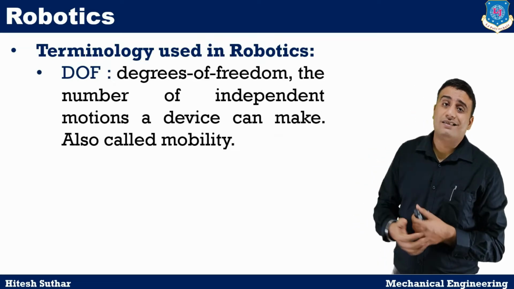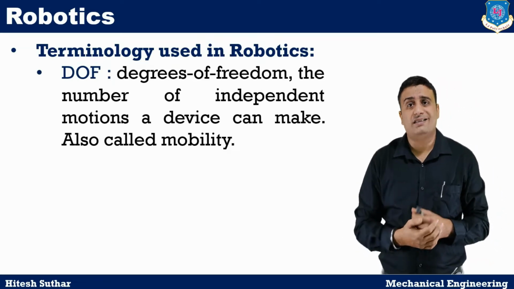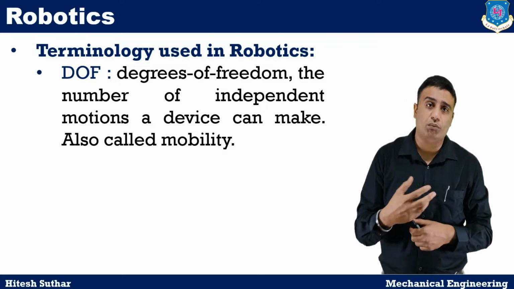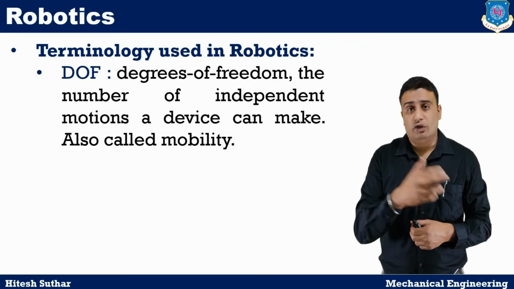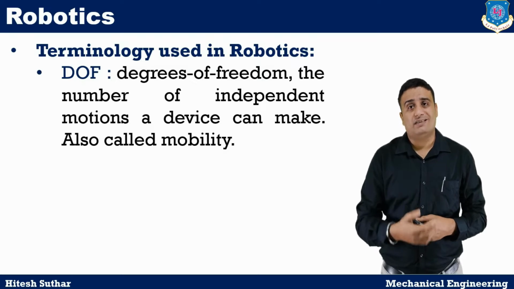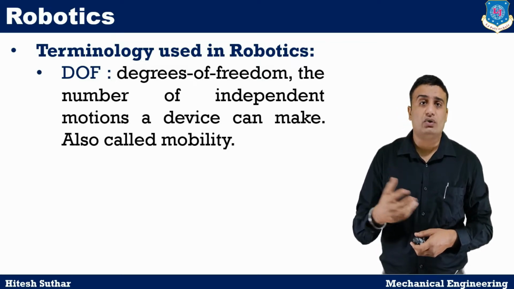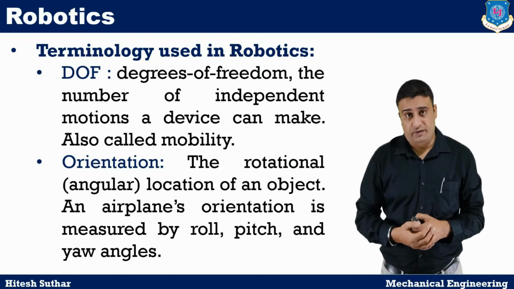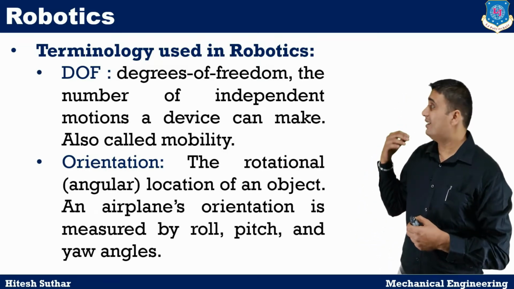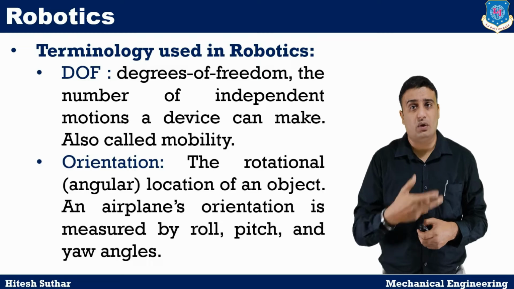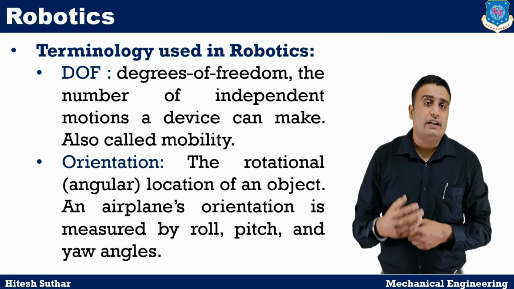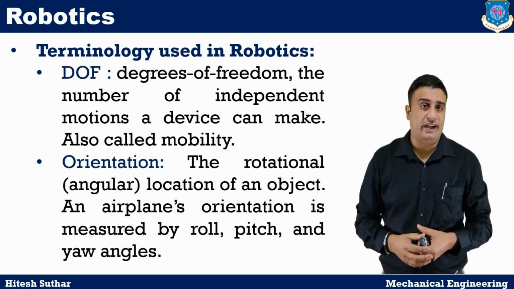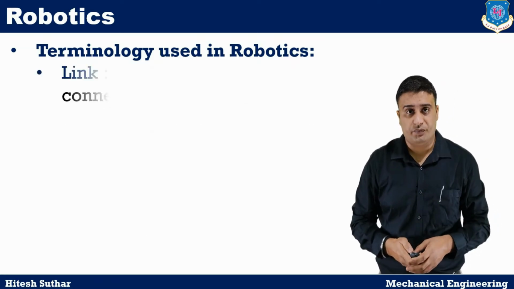Moving on to the next, that is DOF, degree of freedom. That's the number of independent motions a device can make, also called mobility. And the first figure that we showed in the previous slide, that is yaw, pitch, roll. These are all degrees of freedom. Moving on to the next, that is the orientation. The orientation is the angular rotational location of an object, like an aeroplane's orientation is measured by the roll, pitch and yaw angles. These are all known as orientation.